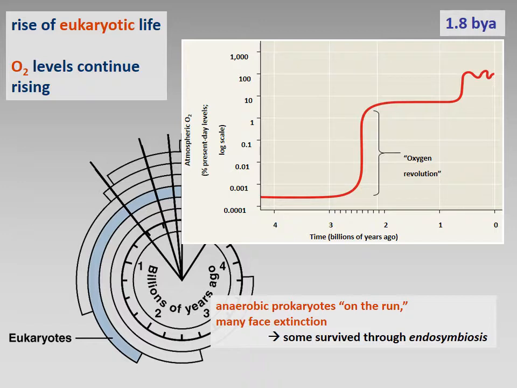Clownfish that live in the tentacles of sea anemones would be a mutualistic relationship. They both gain a benefit. So this endosymbiosis, that's where some of the anaerobic prokaryotes ended up. What we mean.